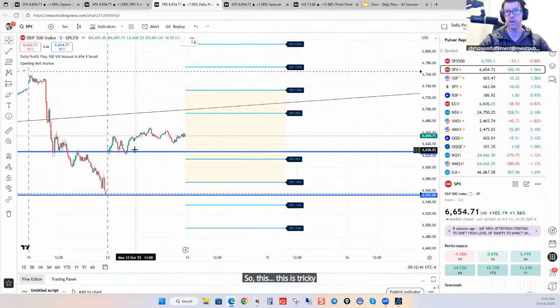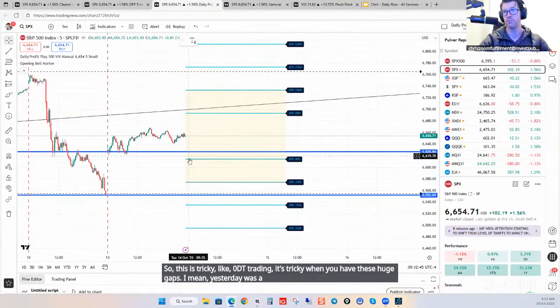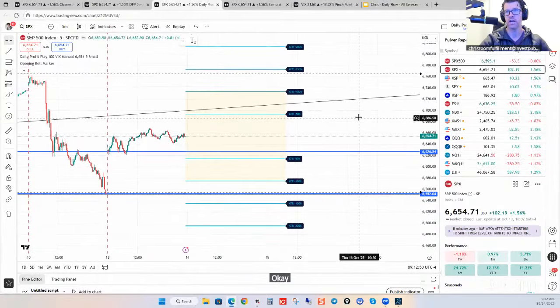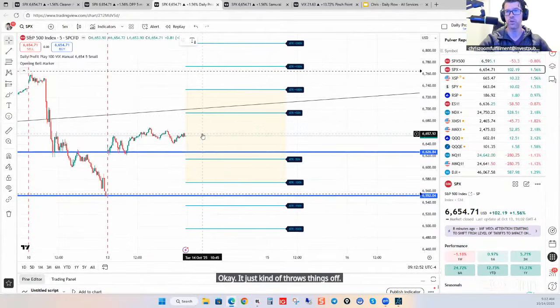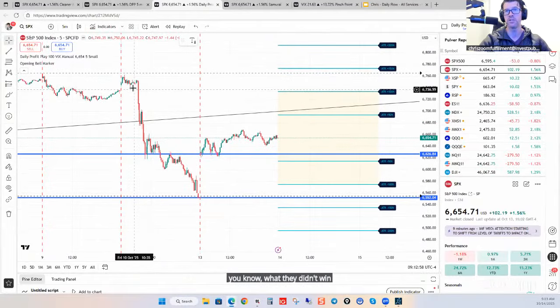Like zero DTE trading, it's tricky when you have these huge gaps. I mean, yesterday was a 1.2% gap. Today's a 0.86% gap, 0.88% gap. It just kind of throws things off. So the best we can do is align ourselves with market makers and see if they're going to win the day. What they didn't win was a Friday blowout move.